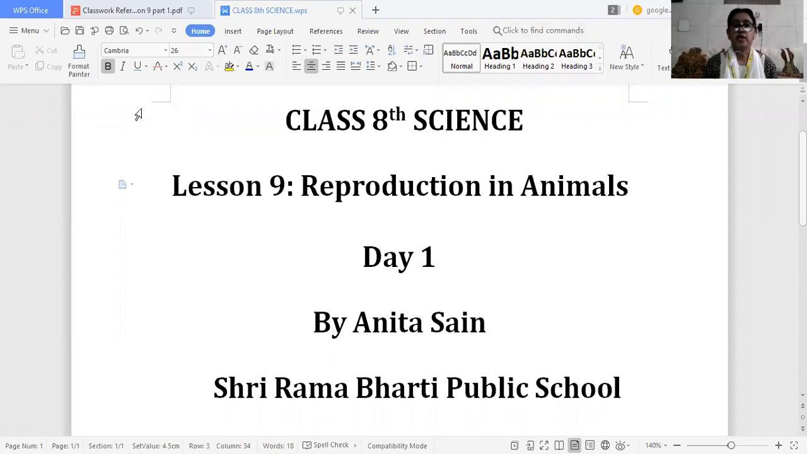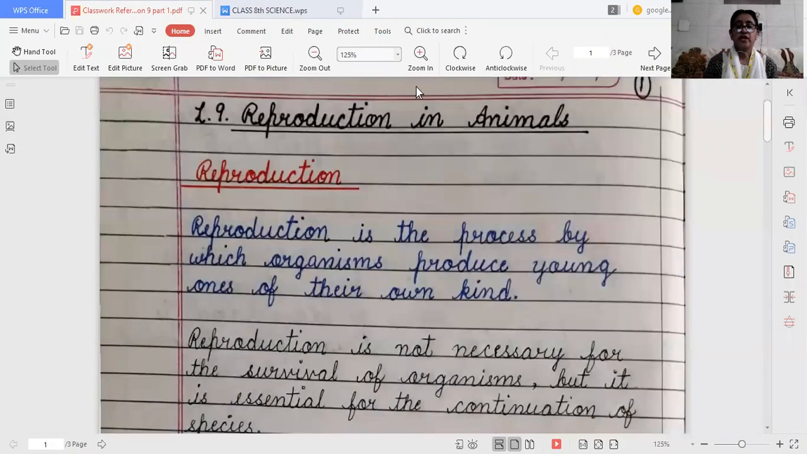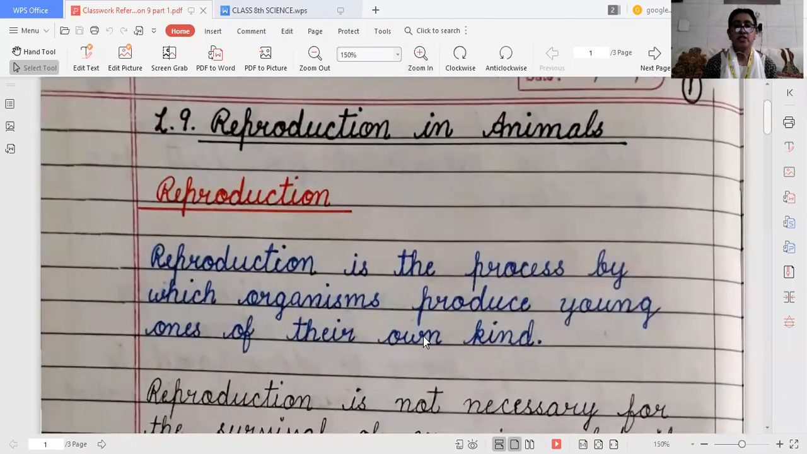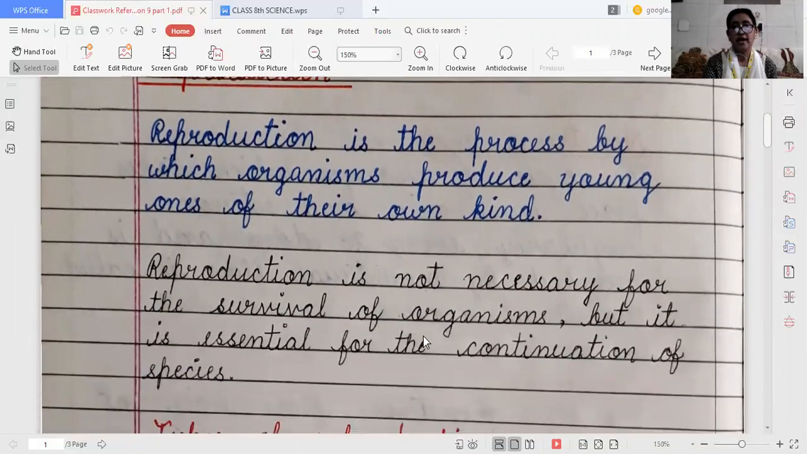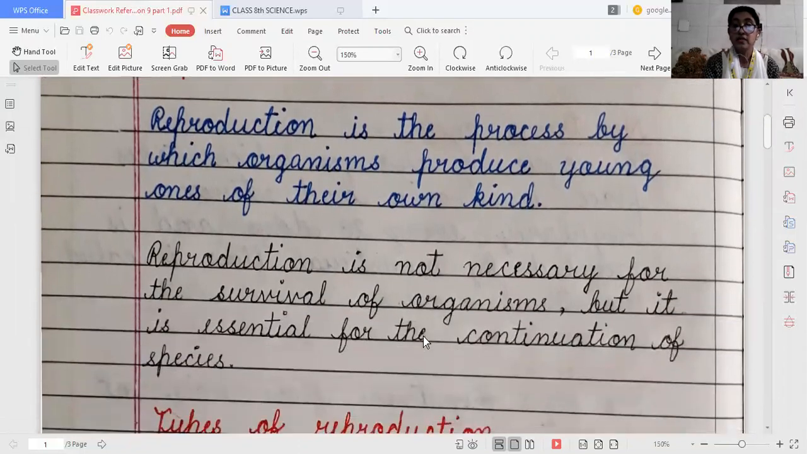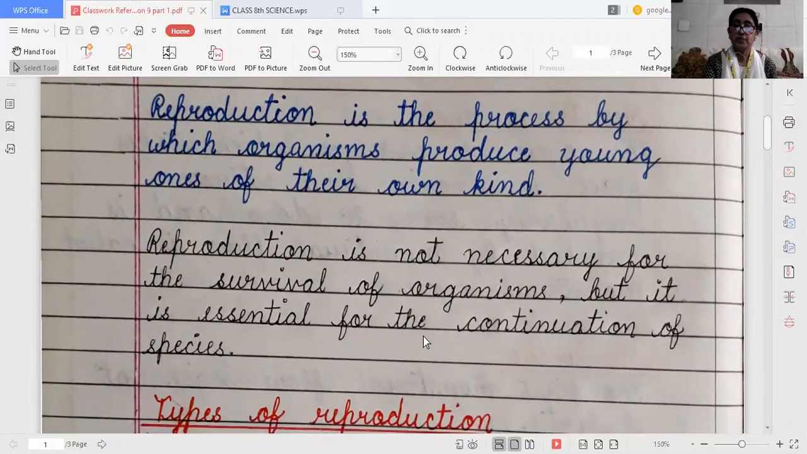Today I will explain a few topics in the chapter Reproduction in Animals. So let's start. What is reproduction? Reproduction is the process by which organisms produce young ones of their own kind. Reproduction is not necessary for the survival of the organism, so why is it essential? It is essential for the continuation of the species.